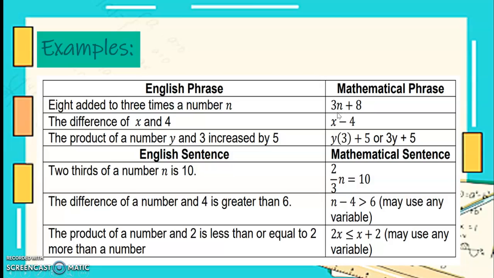So 3n means 3 times a number. Kay multiplication, so pwede na siya tupad. Tuparon ang number kag ang letter, or ang constant kag ang variable. So that means multiplication. So therefore ang atong mathematical phrase is 3n plus 8.